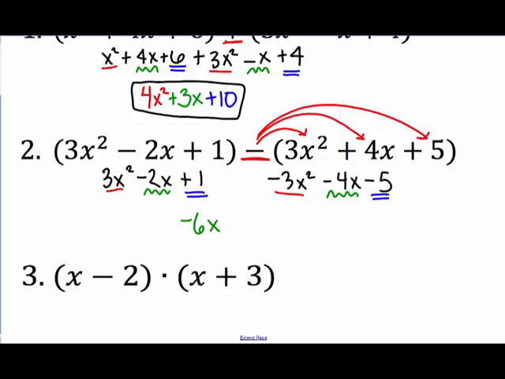And then my constants, I have a positive 1 and a negative 5. So 1 minus 5 is going to give me negative 4 as my constant. So this will be my final answer. If it helps you out, you can write the placeholder for the x squared, but know that your final answer is going to be negative 6x minus 4.